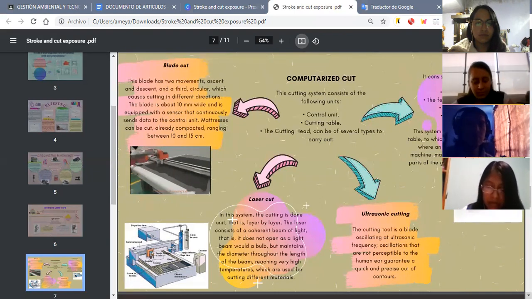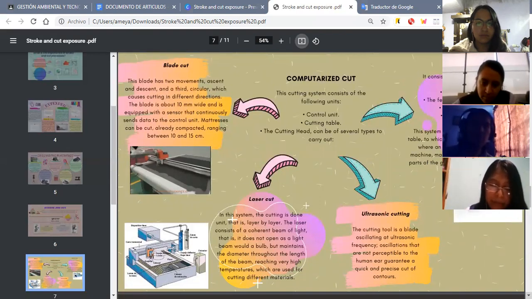Matrices can be cut already compacted. Laser cut: in the system, the coding is done unit by layer, and the laser cutting table consists of the fabric extender, which evenly extends a single layer of fabric, the cutting table, the laser camera, and the conveyor belt.